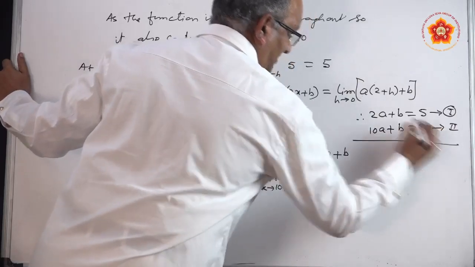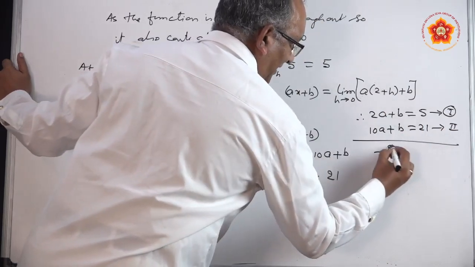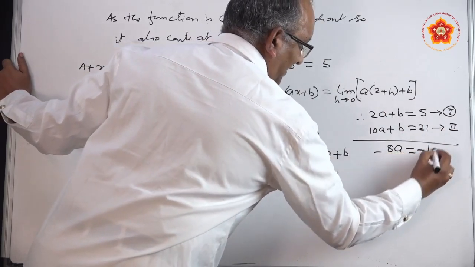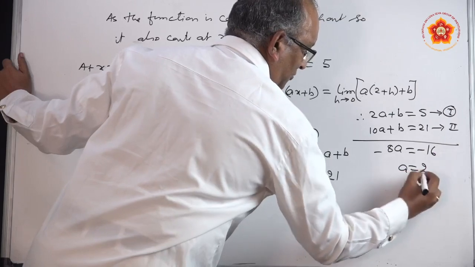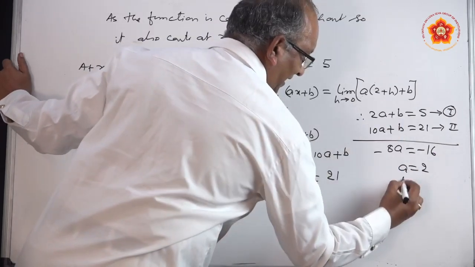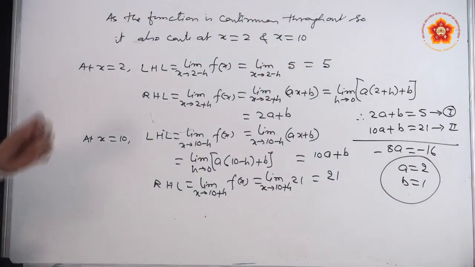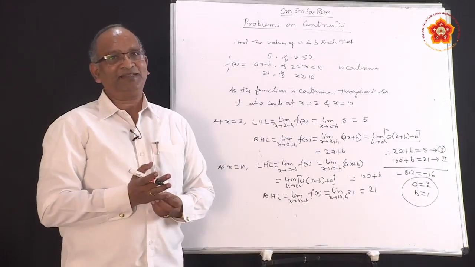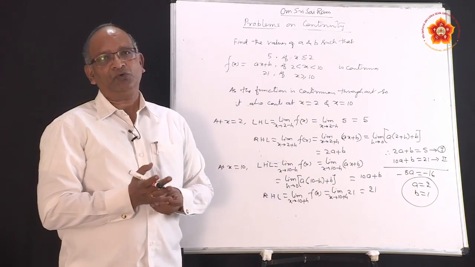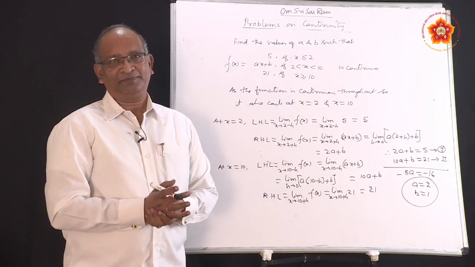Solve these two equations, simply subtract. You get minus 8a equal to minus 16, a equal to 2. Substitute a equal to 2 in that, you get b equal to 1. So these are the answers. So what is the answer? A is equal to 2, b is equal to 1.